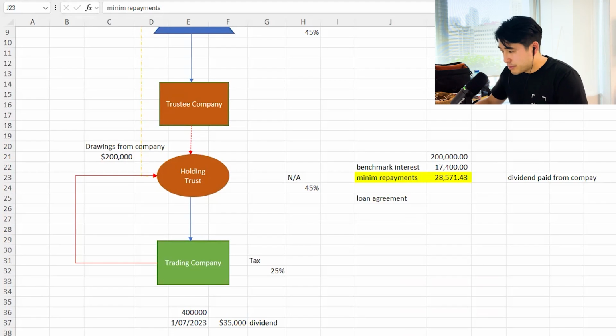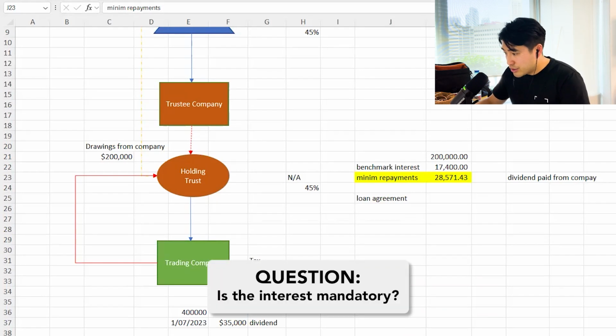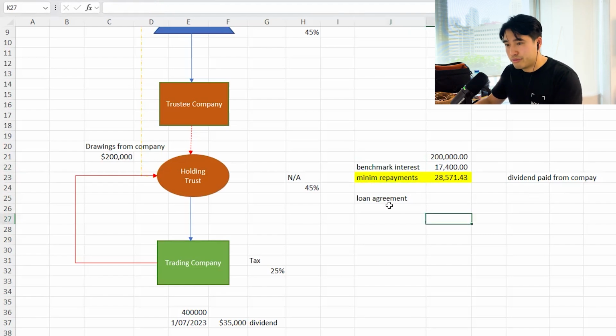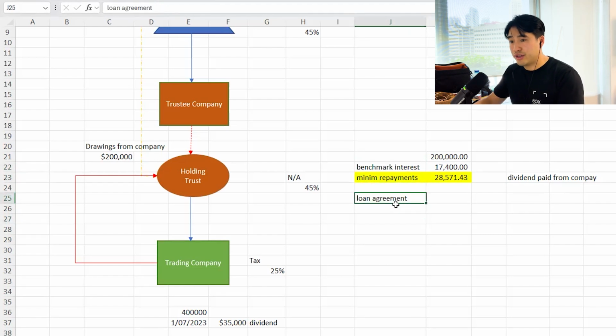Okay, it looks like some people have asked some questions. Is the interest mandatory? Yes, it is. So you have to actually pay the interest. Like I said before, there are 4 main things you need to do. You need to have the benchmark interest. You need to make minimum repayments, and you can do that through dividends. You need to have a loan agreement in place. Like I said, if you don't make the minimum repayments, you can take up a dividend. Those things have to be done in place.